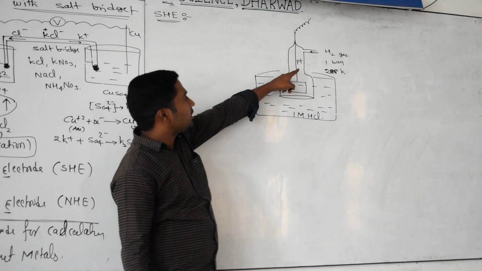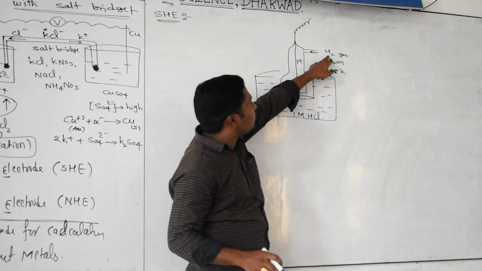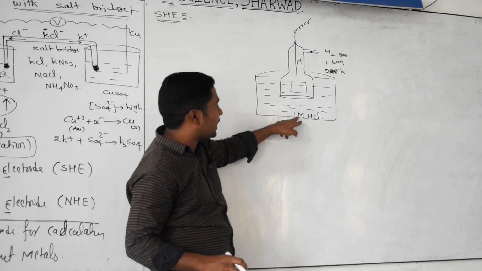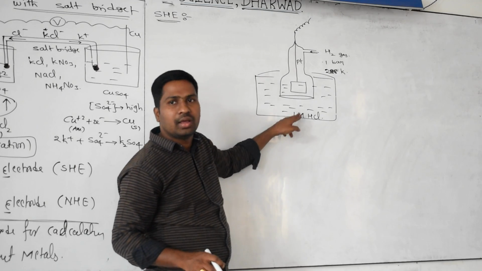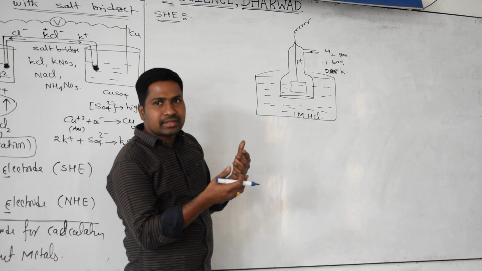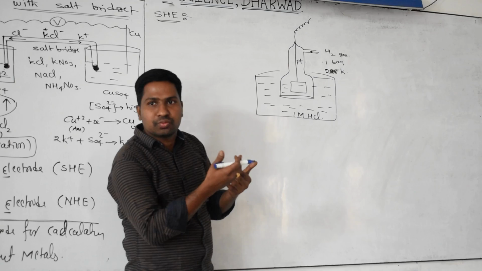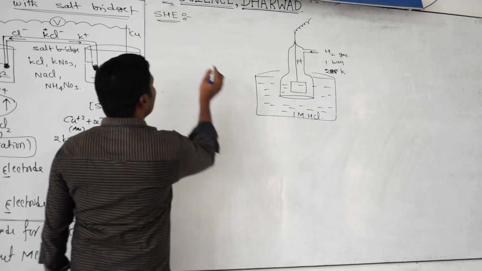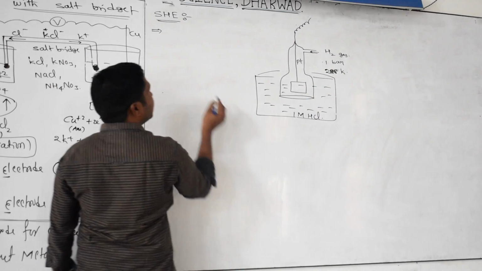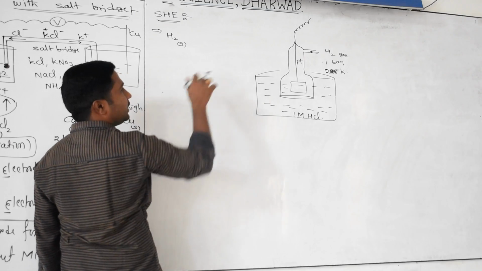Very simple, but the conditions should be maintained standard. You have to introduce the hydrogen gas at 1 bar pressure and 298 kelvin temperature, and whatever acid you are taking here should be 1 molar HCl solution. If you take it like this, it is automatically acting as a standard hydrogen electrode. But what is happening inside it? Why are we taking this as a reference? I will explain. First of all, what are you introducing? Hydrogen gas you are introducing into this device.